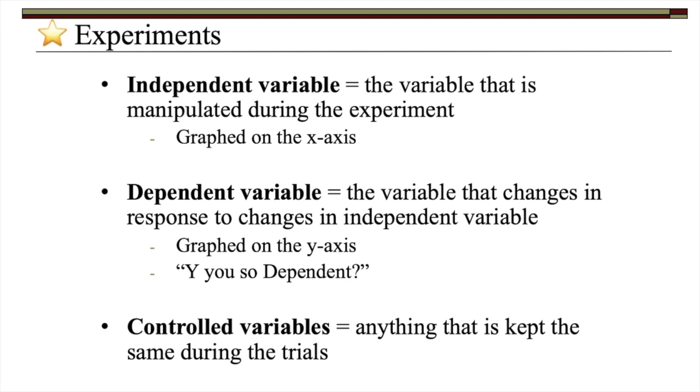Then lastly, you have your controlled variables, and that's just anything that's kept the same during the trials of your experiment. Because again, you really only want to be testing two variables at a time.